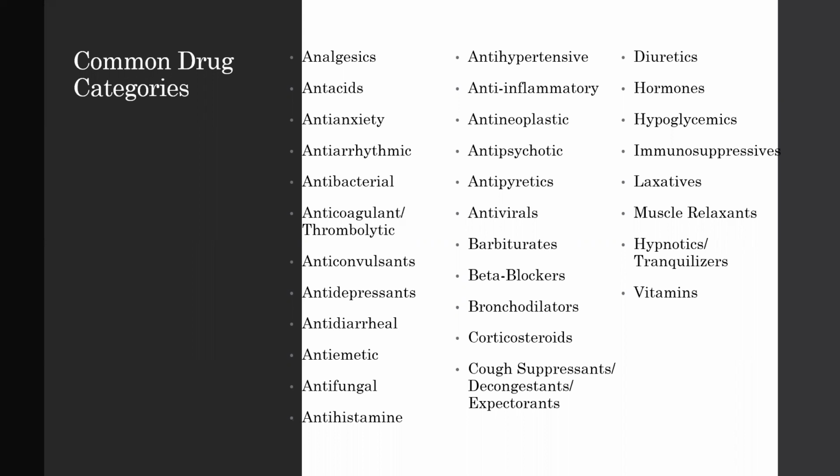Hormones can be used for a lot of different things, especially things like menopause. Hypoglycemics are medications that are used for blood sugar control. Immunosuppressives are used for autoimmune disorders. Laxatives can be used for constipation. Muscle relaxants are used for pain and muscle spasms. Hypnotics or tranquilizers are used for sedation. And then our vitamins. And that is the common drug categories.